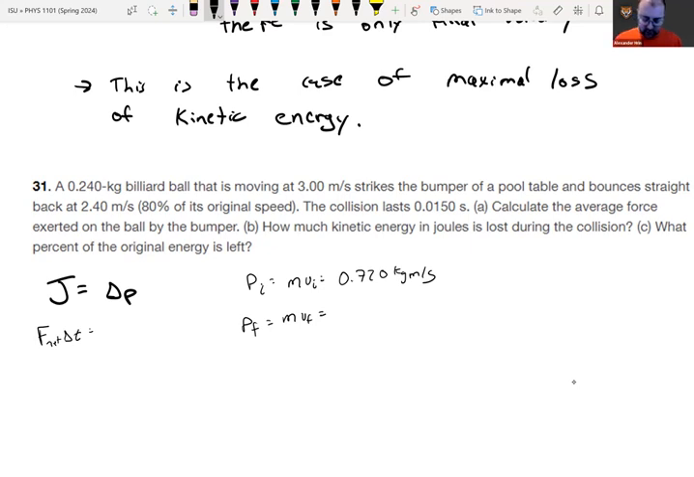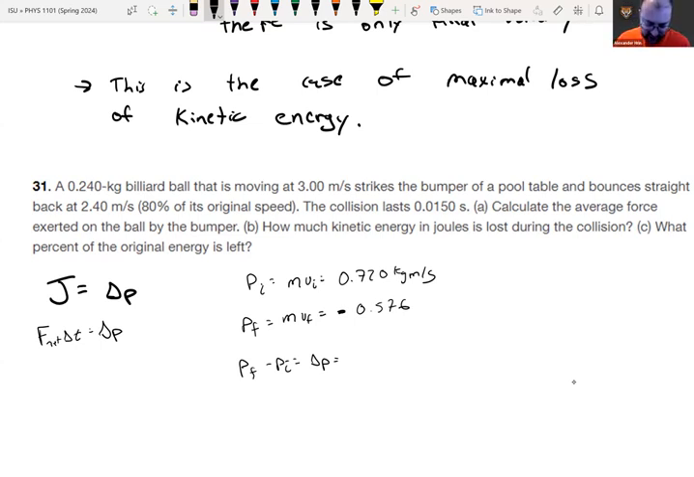But you've got to realize it's going in the opposite direction of your initial one. You can let either one of these be positive, but when the other one is going in the opposite direction, you've got to be real careful to indicate that. So this one would be negative 0.576.